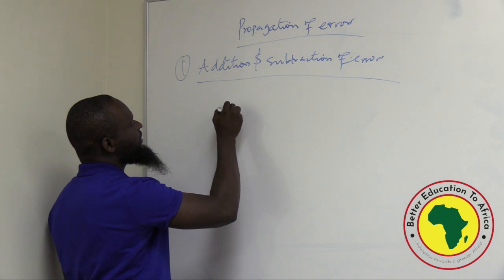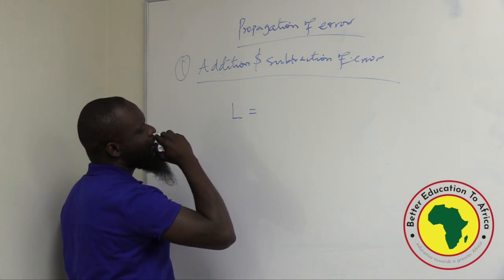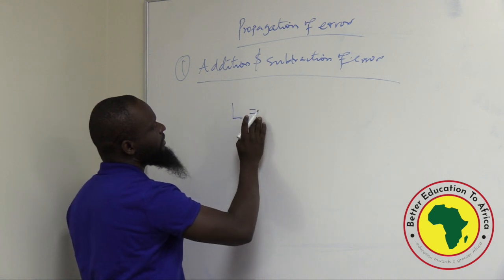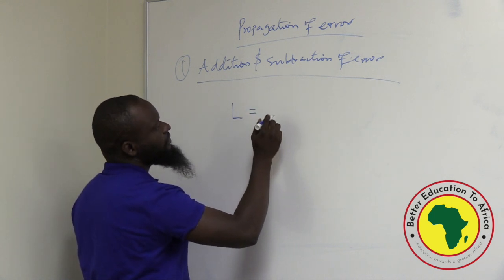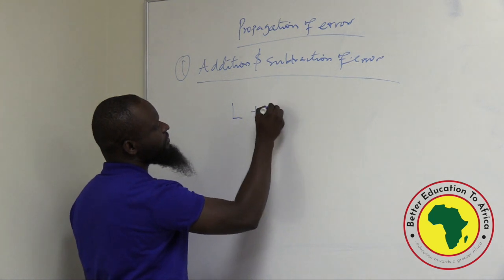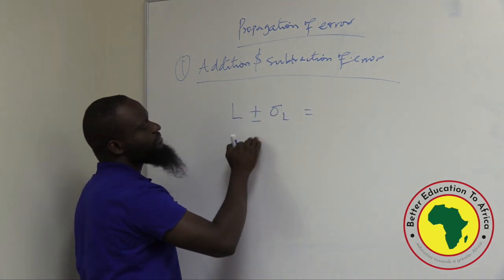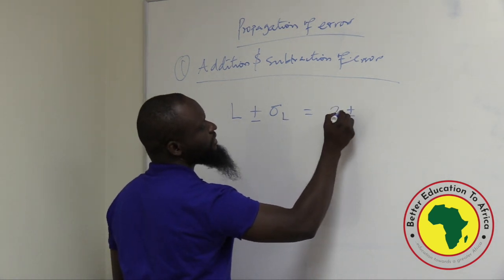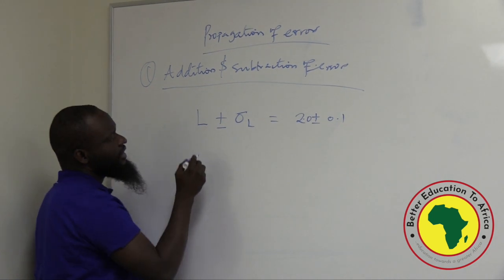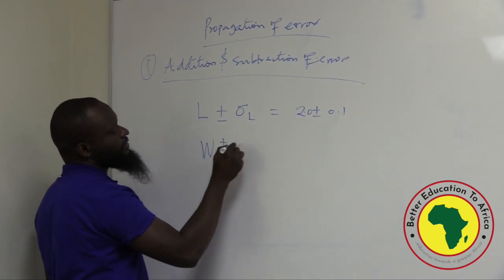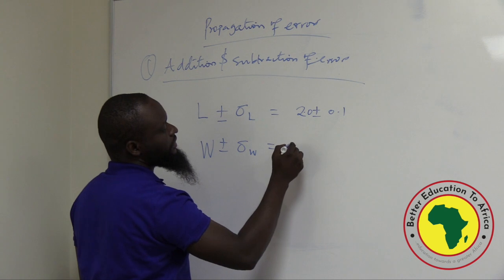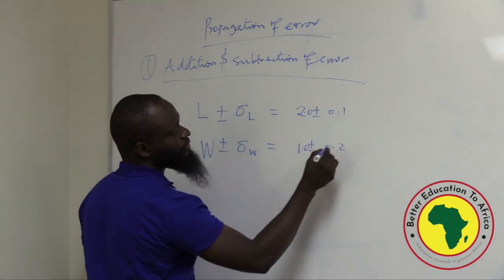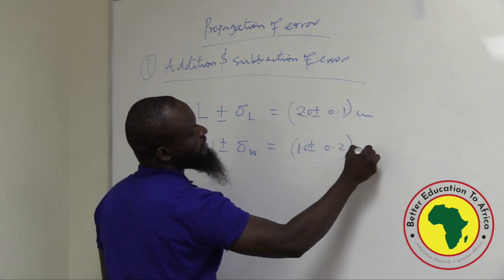Now, say I have the length of an object. I call it the length L, so it has L plus minus sigma L: the length and the error in the length. So it's 2.0 plus minus 0.1. And the other one, the width, W plus minus sigma W, is 1.0 plus minus 0.2. Let's say these are all centimeters.